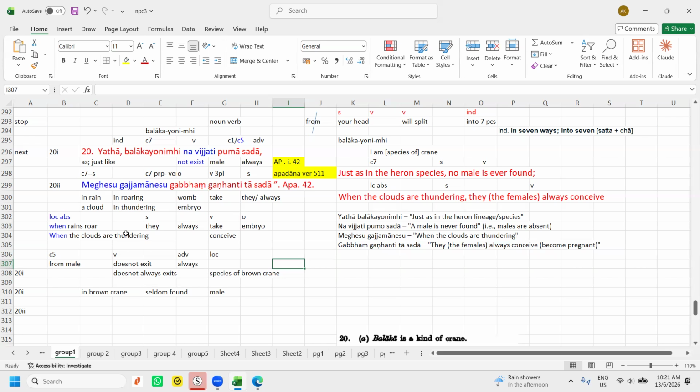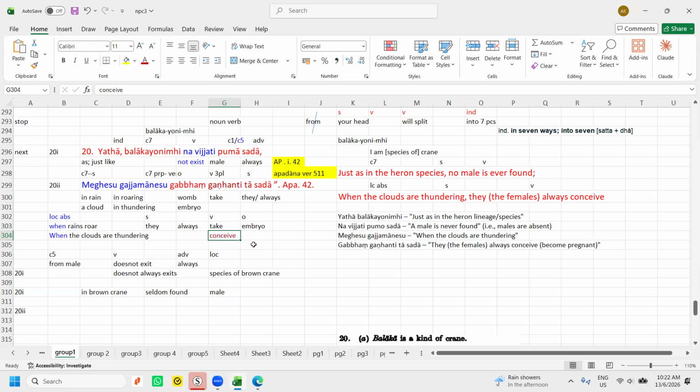This is actually very difficult for you to figure out, because when the clouds are thundering, "they" refers to this group of crane. They will take a womb. That means they will conceive. So I put here they will always take, instead of take an embryo. Bang is embryo. I will change this to this one.